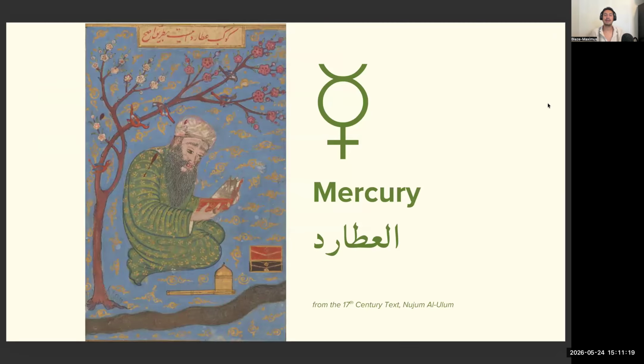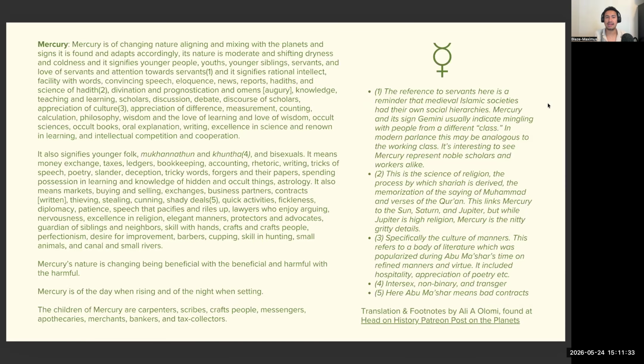And then we have Mercury, Atarid, from Nujum al-Ulum. Here I love this depiction of Mercury too, sitting, reading the book as a scribe. And in Nujum, and in Kitab al-Madkhal, Abu Mashar says, Mercury is of changing nature, aligning and mixing with the planets and signs it is found in, and adapts accordingly. Its nature is moderate in shifting dryness and coldness. And it signifies younger people, youths, younger siblings, servants, and the love of servants, and attention towards servants.